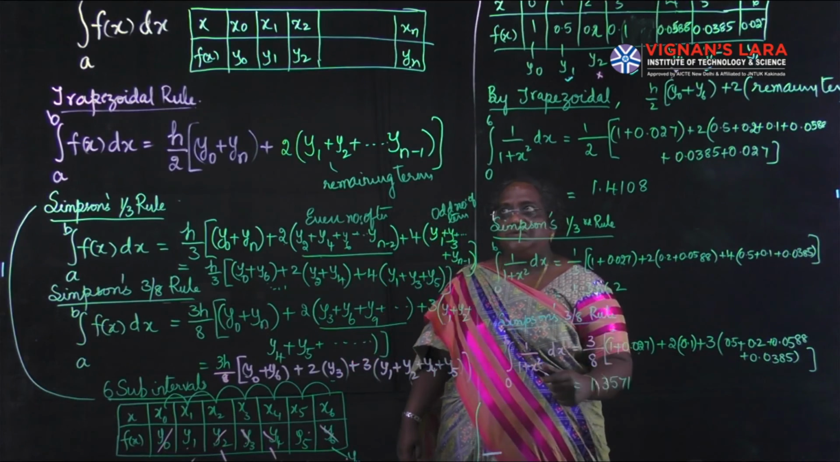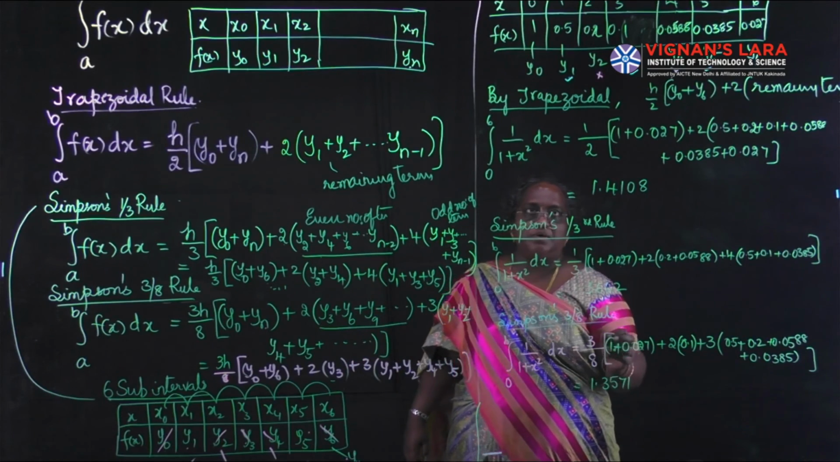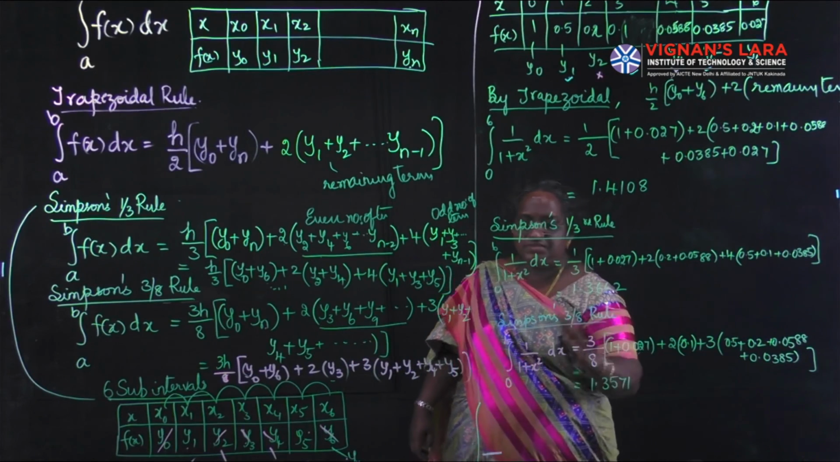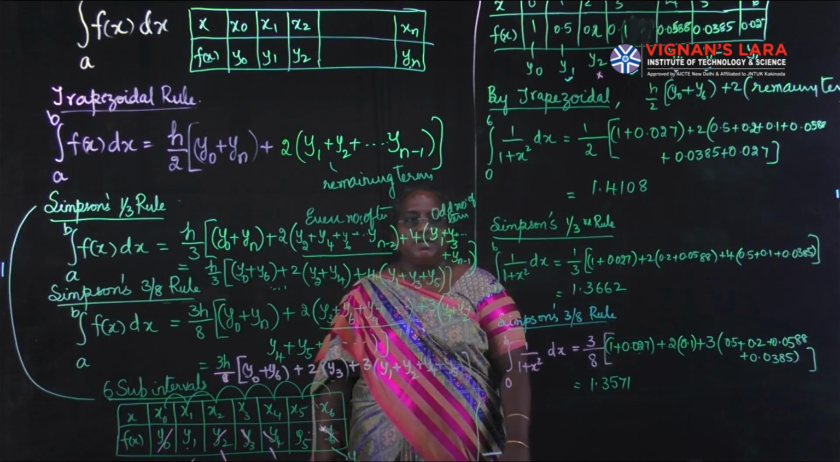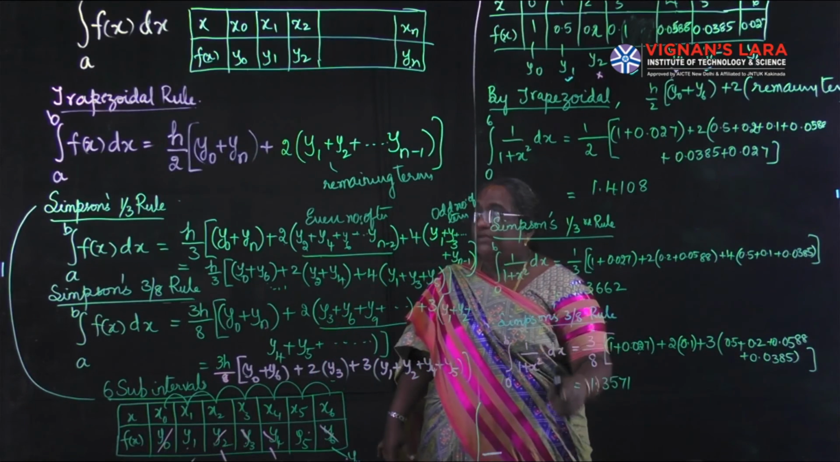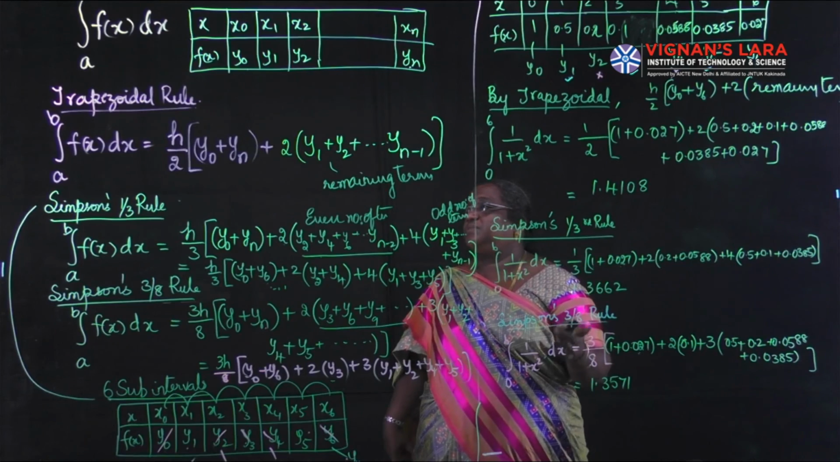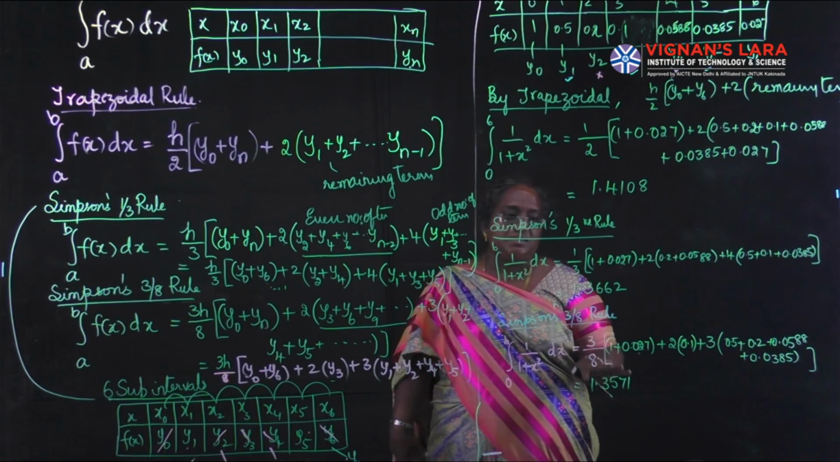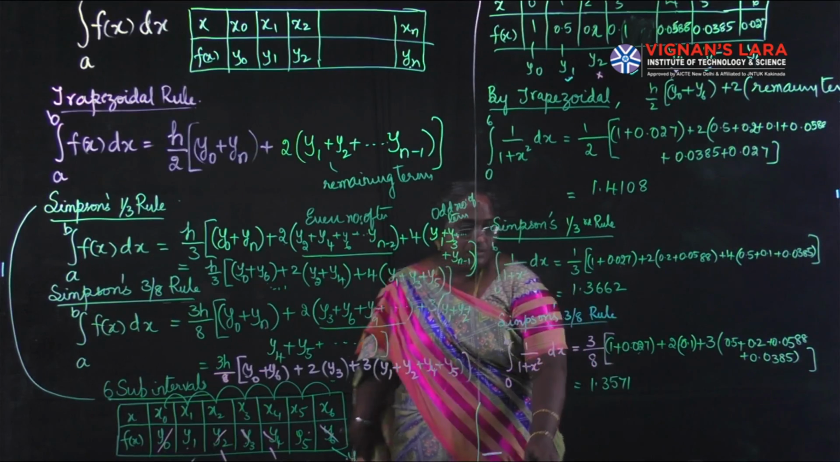So these are the values we have got. One more thing we have to remember is, the more the number of subintervals, the more accurate the answer is compared to the theoretical answer. So this is about the trapezoidal rule, Simpson's 1/3 rule and Simpson's 3/8 rule. Check the values.